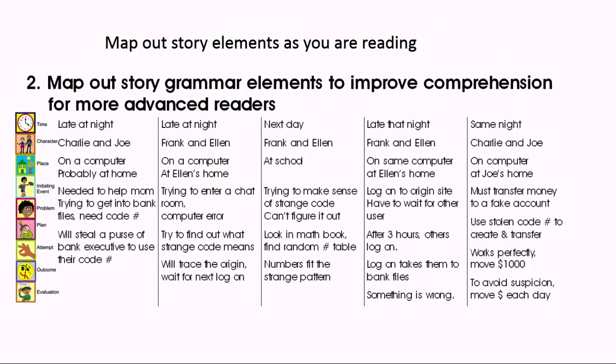So this is an example of mapping something out as you are reading it using a storyboard. We've got our storyboard on the left: time, character, place, initiating event, problem, plan, attempt, outcome, and evaluation. So the first couple of pages, you started out late at night. Charlie and Joe was the place. They were on a computer, so probably at home.